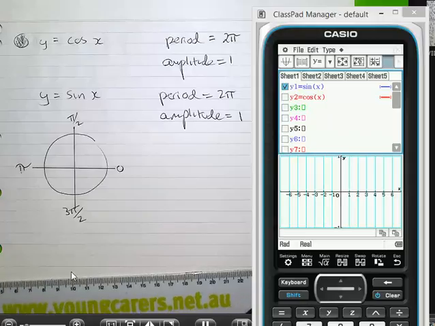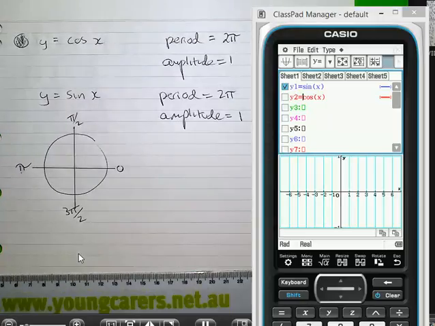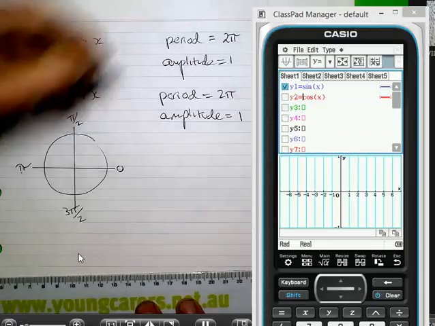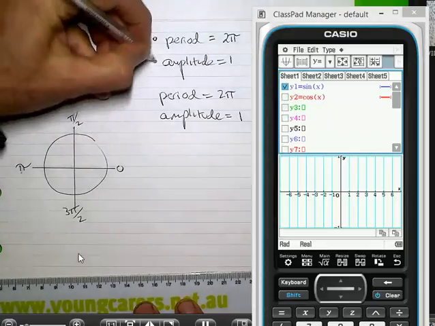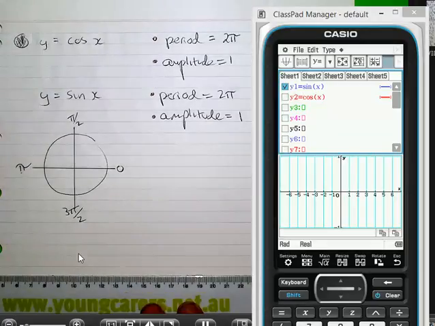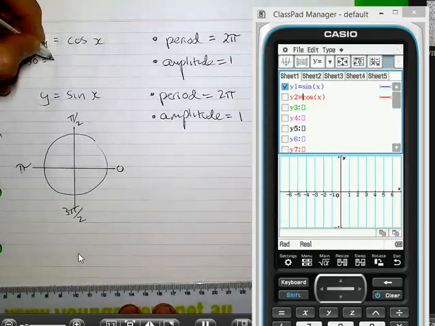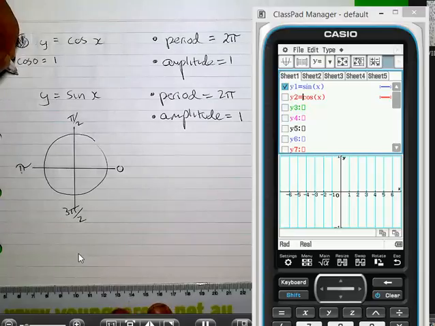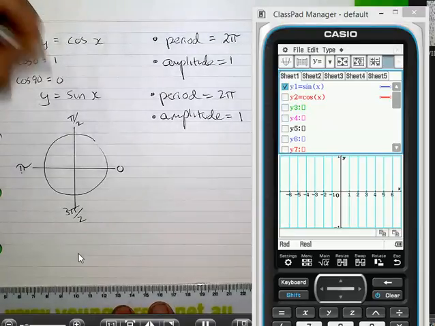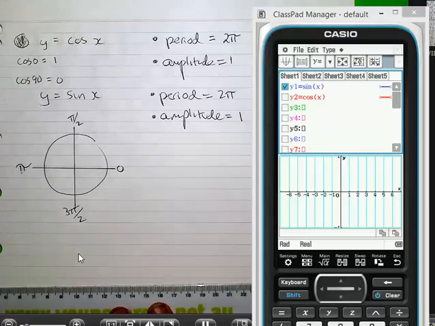In this activity, you're required to work with the graphs of cos x and sin x. Please notice they both have the same period and an amplitude of 1. What you need to note, though, is your table. The cos of 0 is equal to 1. The cos of 90 degrees is equal to 0. So it starts at 1, goes through to 0.